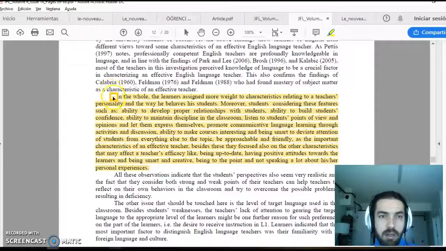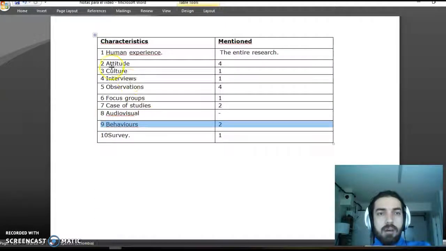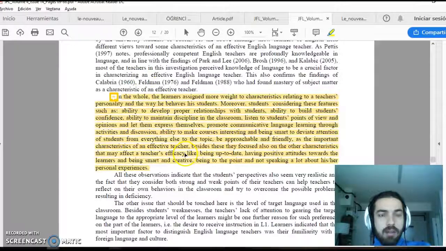Let's check it out here finally in order to close the video, just as an example. This is going to be 2 and 3, where two characteristics are combined, attitude and culture. We need to understand that Iran, for example, is basically a Muslim country, so the education goes in another direction. This was basically the research.